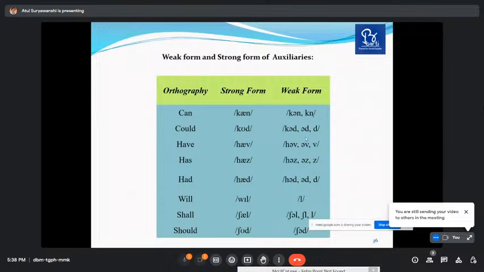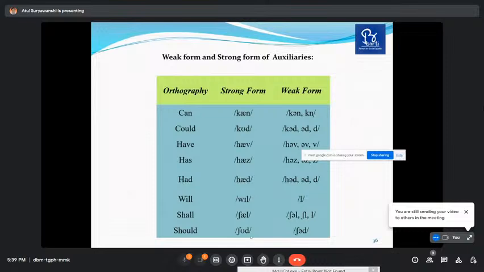When do we use this weak form? In connected speech, for example, when I say I am a boy, like this. So in connected speech, the weak form is used. And when I initiate the sentence with a question, can I sit here? So the strong form of can is used here. See, the next word is had. Had is a strong form. "Ad" is the weak form here. The next word is will.